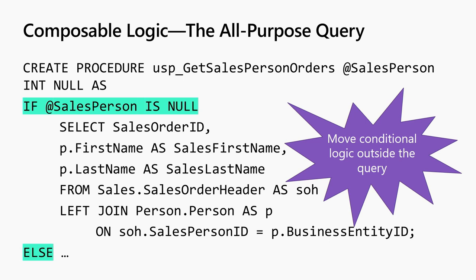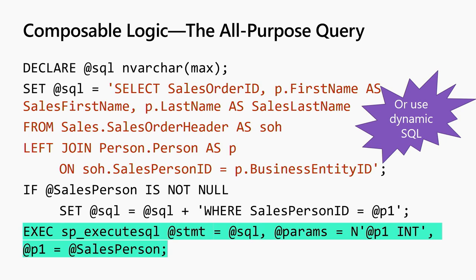Check if the salesperson parameter is null. If it's null, run this query. If it's not null, run this other query. But what if you have more than one parameter? What if you have like 10 parameters? Now you're talking about this massive stored procedure with this giant if clause. It would be huge, right? It would be unmaintainable. So your other option is to do dynamic SQL.